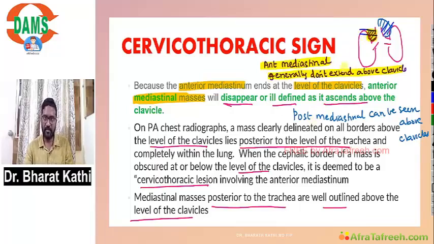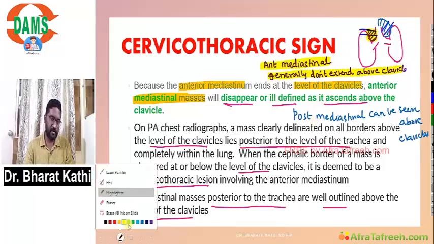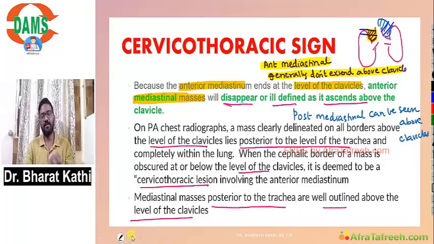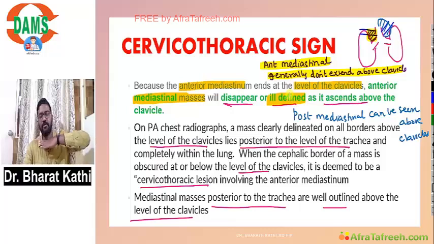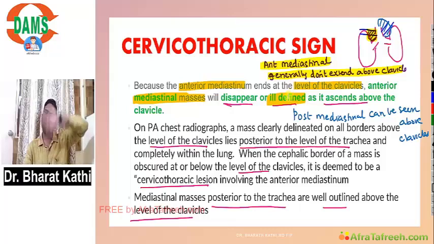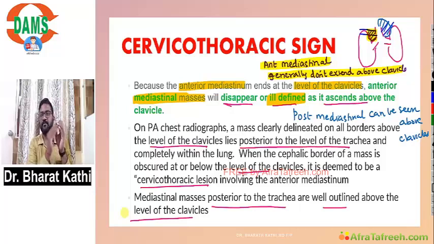So an anterior mediastinal mass does not extend above the clavicle. Even if it extends above the clavicle, it will be ill-defined. The mass can extend above the clavicle generally, but on an X-ray it will only be well-defined up to the clavicle. Beyond that, it will not be well-defined. So in simple words, if you have a well-defined extension above the clavicles, it is more of a posterior mediastinal lesion.